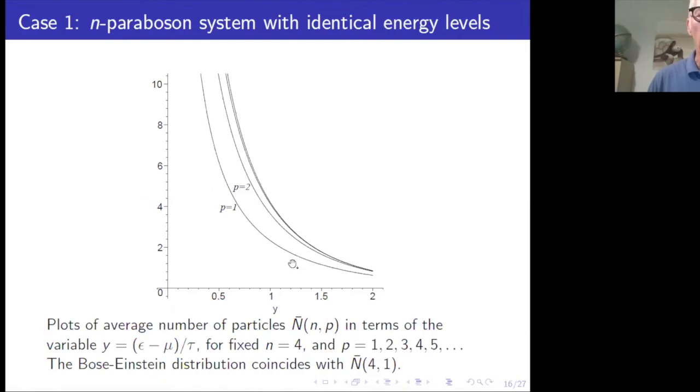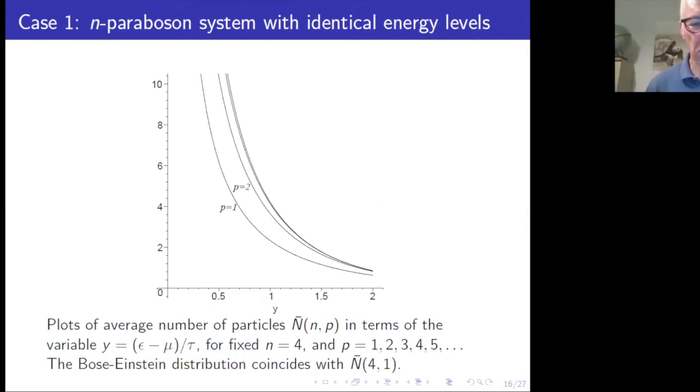Case p equals 1 corresponds to, well, people are familiar with this, the ordinary Bose-Einstein distribution function, and for other values of p, it's a similar shape but slightly shifted. But the interpretation is still more or less the same. The smaller the energy, the more particles there are on average in the system, or otherwise said, high temperatures correspond to more particles, low temperatures correspond to fewer particles.